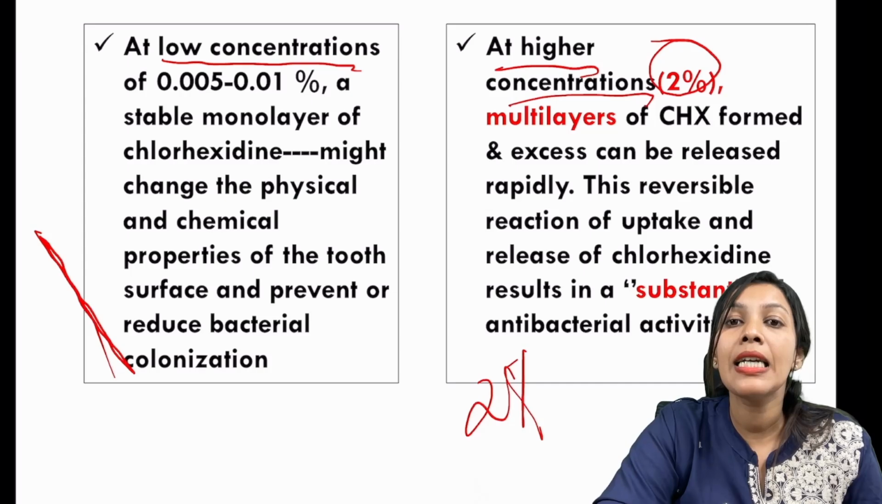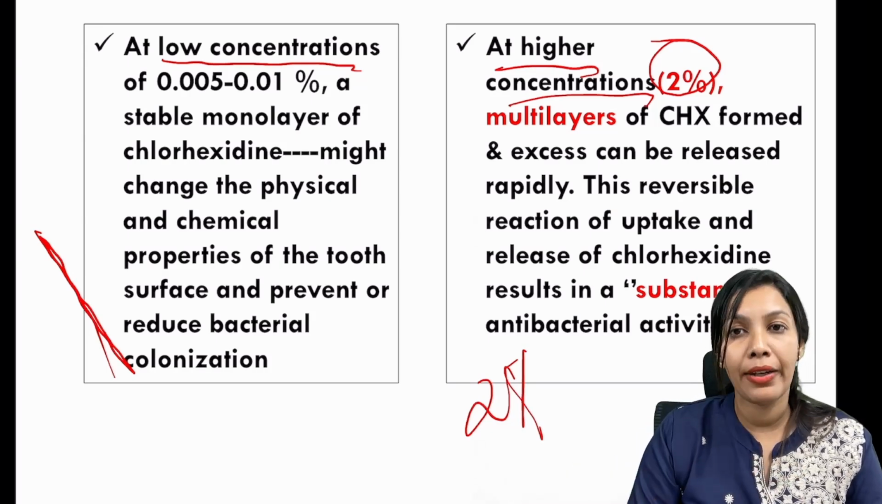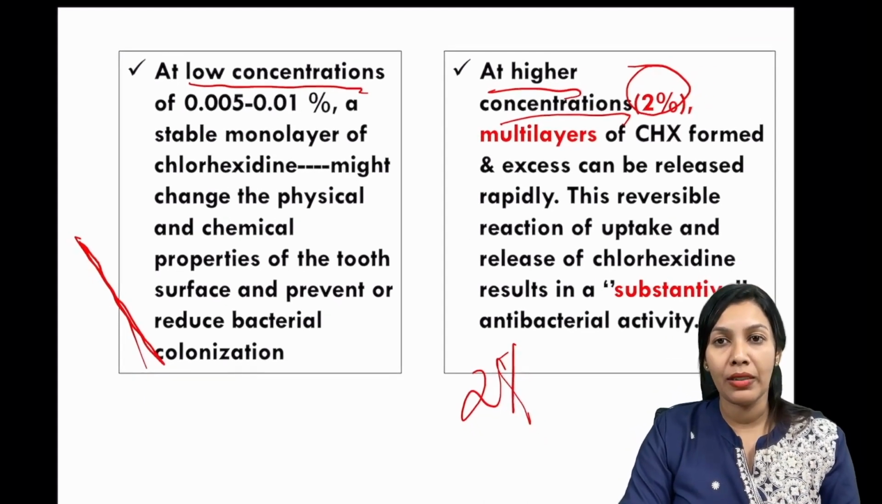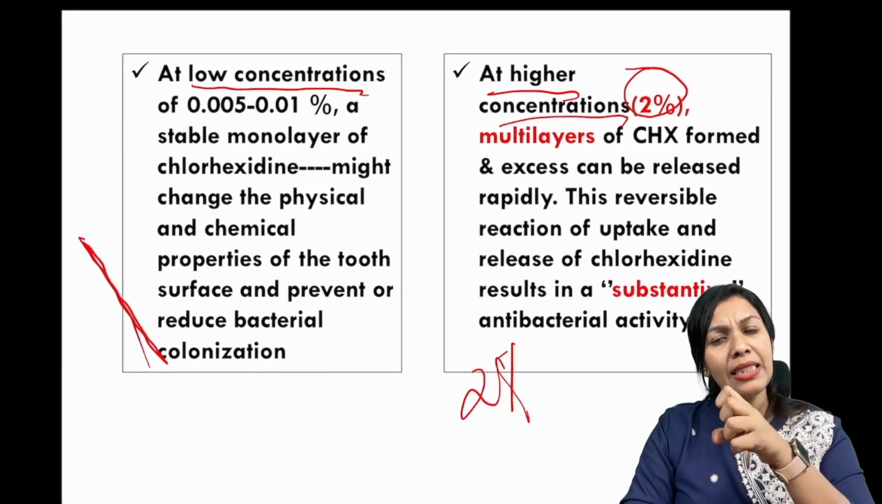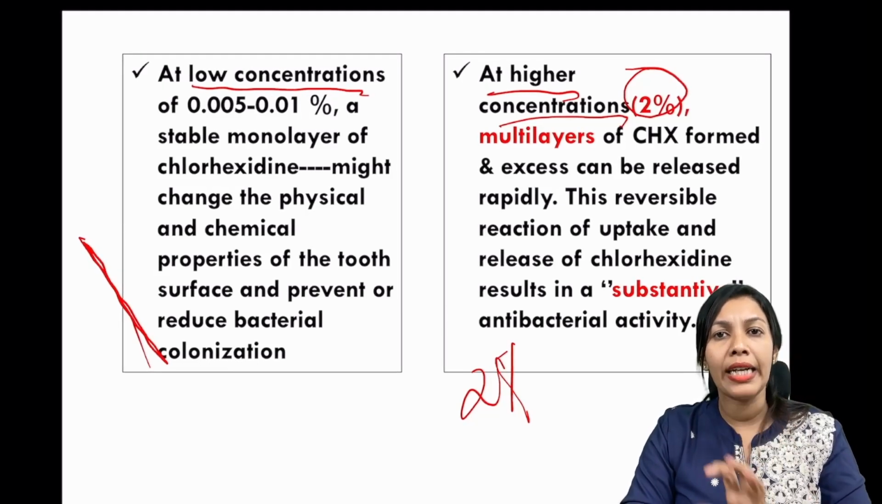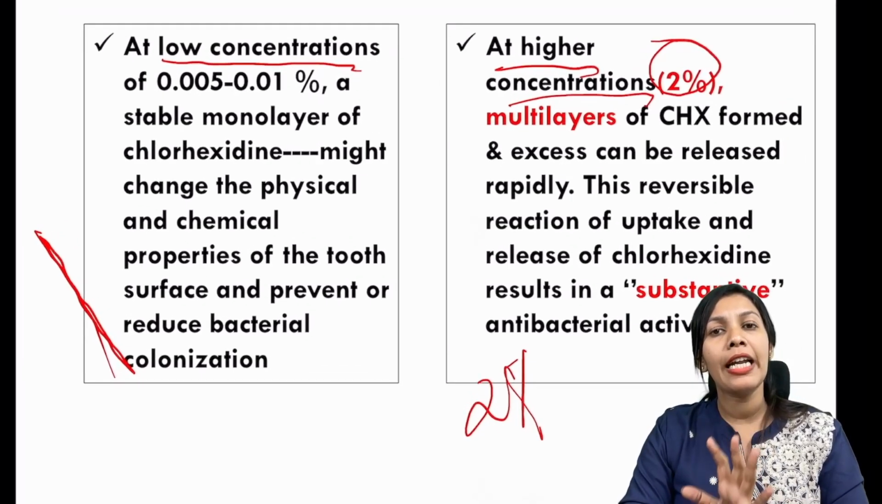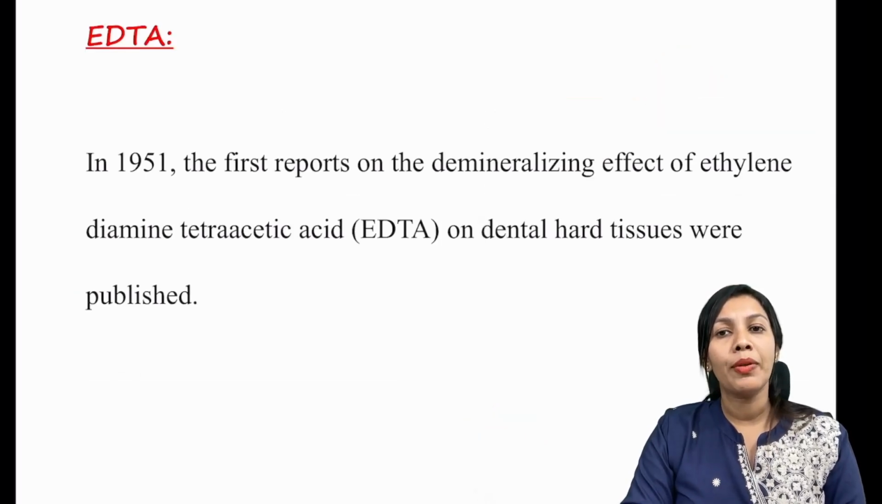Very important. Substantivity is a property where the action of the material is seen for a longer period of time. So with the higher concentration of chlorhexidine, that is 2%, this material gets taken up onto the tooth surface and forms a layer, and there is slow release of the material for a longer period. So substantivity is a very important property of chlorhexidine. That was all about chlorhexidine.